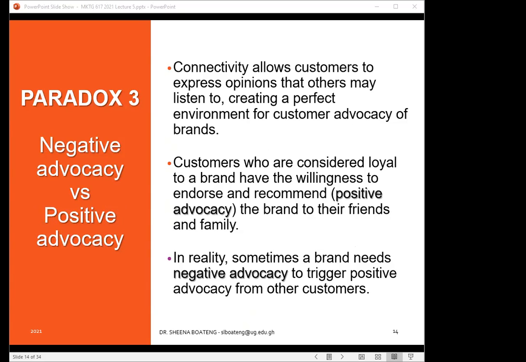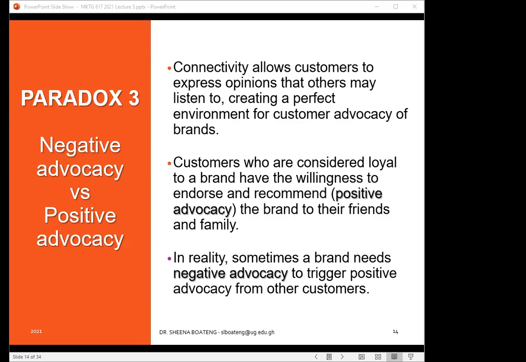Now, because of connectivity, customers have freedom and various avenues and opportunities to express their opinions. And because the online medium is so vast, and the platforms on which they can express these opinions differ so much, there is always an audience to listen to the opinions that these customers want to express. So we as e-marketers, to make sure that we put our best foot forward when it comes to serving our customers, must be able to create a perfect environment for customer advocacy to take place.